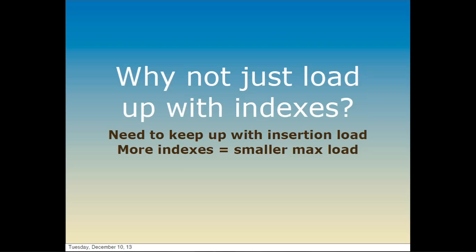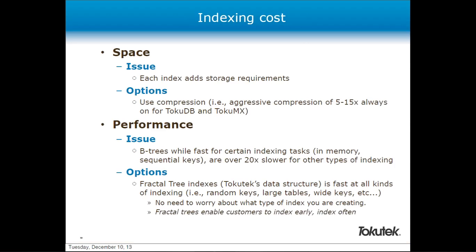Now, finally, I need to make the point: why do we not just load up on indexes? Well, the issue could be that indexes take more space. Each index adds storage requirements, but what can you do? Well, the nice thing is TokuDB and TokuMX use compression. We've seen numbers from 5 to 15x, and in the TokuMX realm, I think I saw a tweet the other day where somebody got like 30 to 1 compression on their tables. I don't remember what he was getting on his indexes, but TokuDB and TokuMX compression will really help with the storage requirements for indexing.